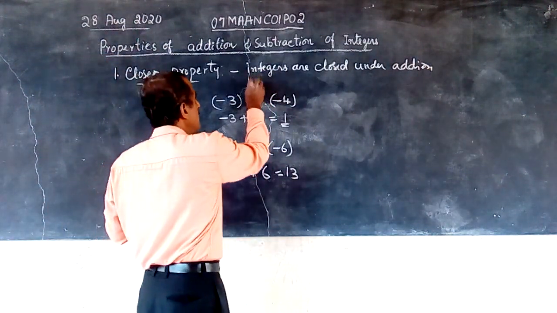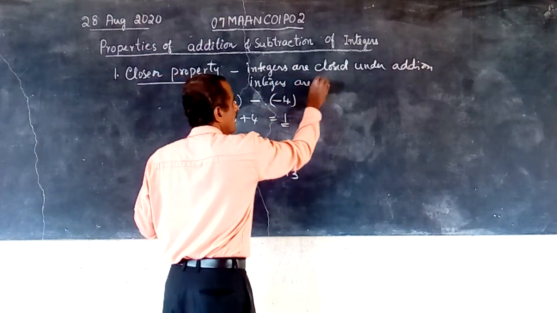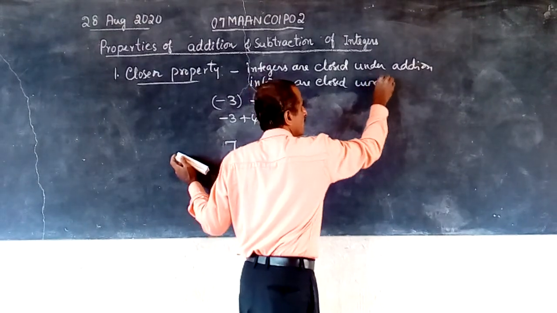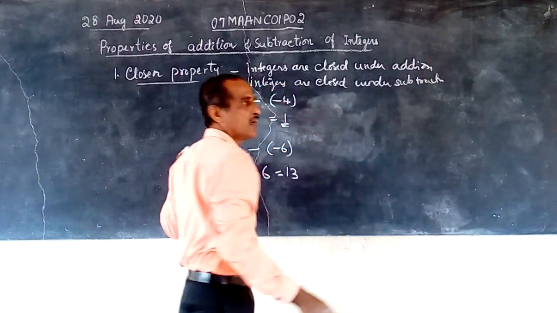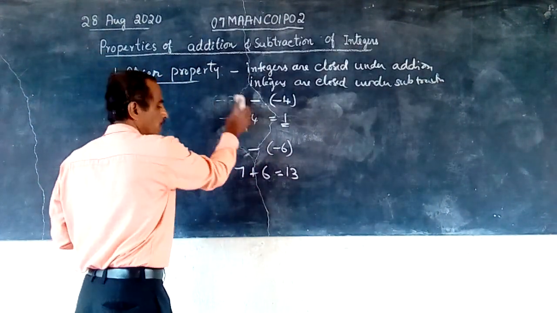Not only addition, integers are closed under subtraction also. If you subtract any two integers, the difference is also an integer. So this is about the closure property.